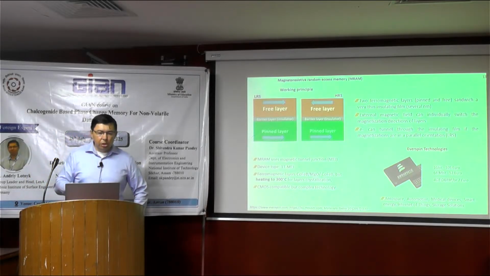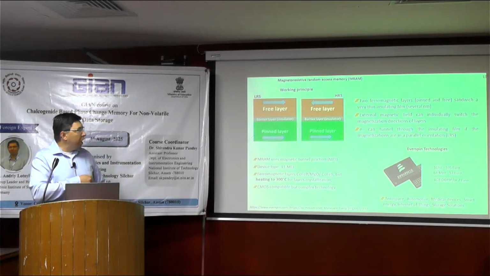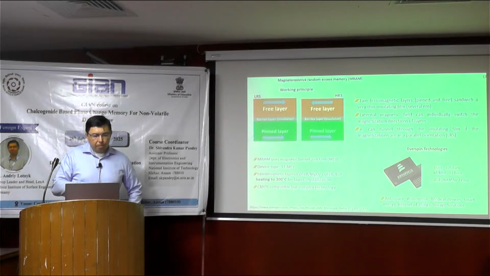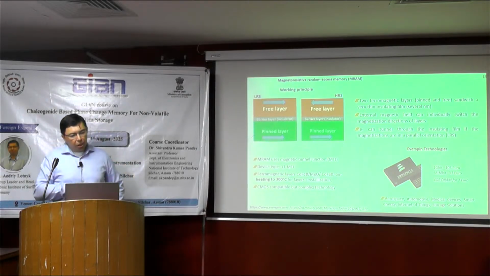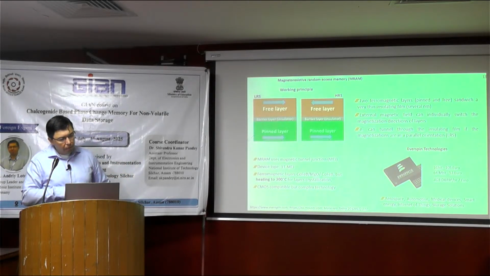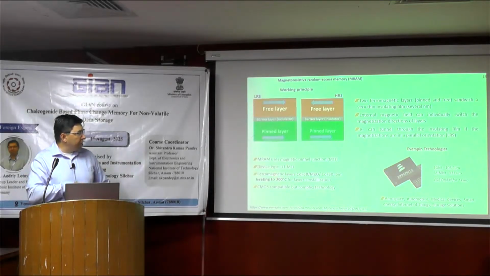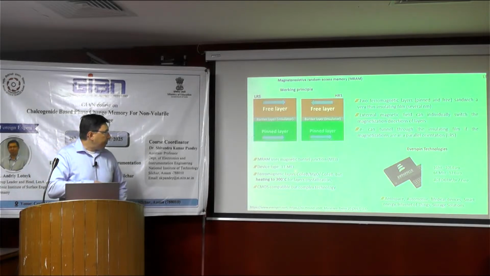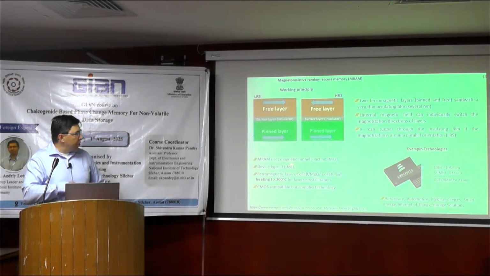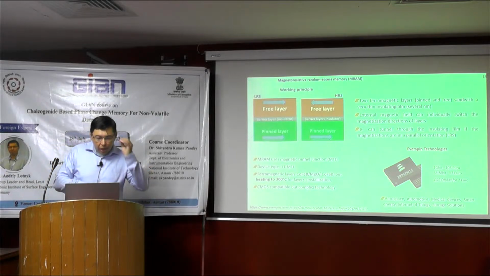One is magnetoresistive random access memory, or MRAM. This technology uses a magnetic tunnel junction. This is the device type: one transistor, one magnetic tunnel junction. The working layers in such devices are ferromagnetic layers based on cobalt, iron, boron, and magnesium oxide. But for these devices, you need crystalline layers.